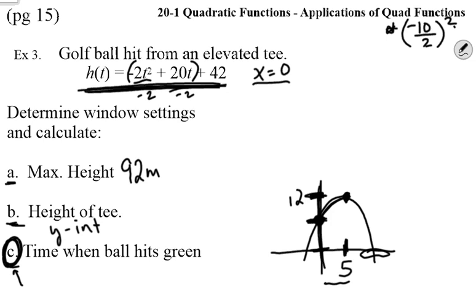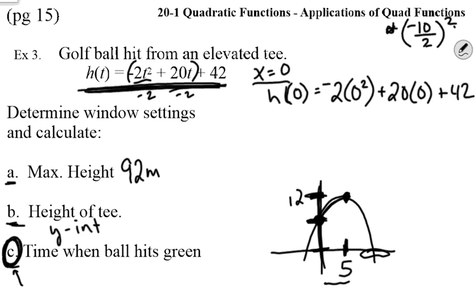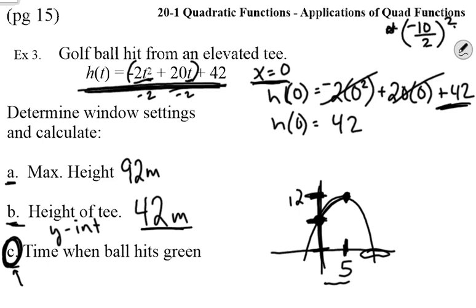So I can say the height after a certain time of 0 seconds is going to be negative 2 times 0 squared plus 20 times 0 plus 42. Because our x is really just the time component. 0 squared is 0 times negative 2. 0 times 2 is 0. It's gone. 20 times 0 is 0. So what's the height at 0 seconds? It's 42. So the height of the tee is 42 meters up. So the tee is 42 meters up.